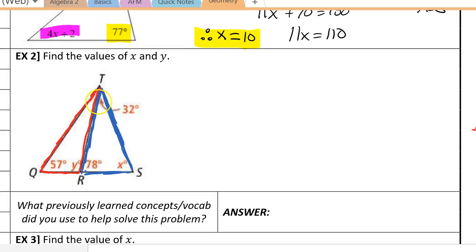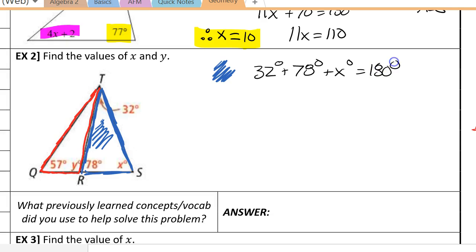That being said, this blue triangle, which I've shaded in, actually has all three angle measures. So for my blue triangle, we can write a relationship that 32 degrees plus 78 degrees plus x degrees is equal to 180, meaning that x is equal to 70 degrees.